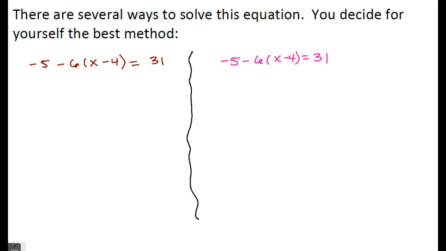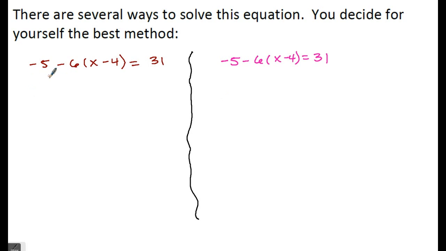All right. When we're looking at solving multi-step equations, there are always several ways you can solve these different types of equations. Again, you have to decide what is the best method that works for you. So let's look at 2 different ways of how to do this. Let's start with the first one: negative 5 minus 6 times x minus 4 equals 31. We're going to try one method, and then we're going to do the same equation on this side in a different form. And you're going to realize you still get the same answer.